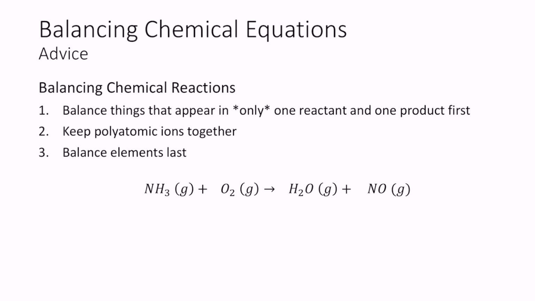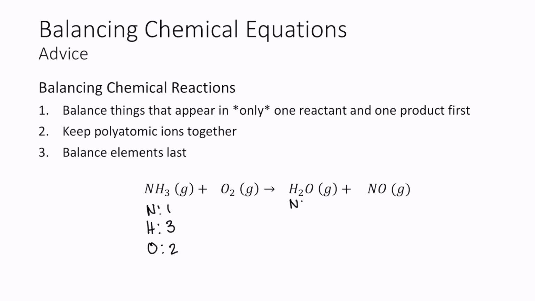The third thing that you want to do, the third strategy, if you will, is balance everything and save the elements for last. And that's because they're easy to manipulate. So in this example, you might be thinking, oh, but there's no elements by themselves. Remember, oxygen is a diatomic element. So I can write out everything present. NH3 is not a polyatomic ion, so I'm going to break it up. And I have 1 nitrogen, 3 hydrogen, and 2 oxygen.